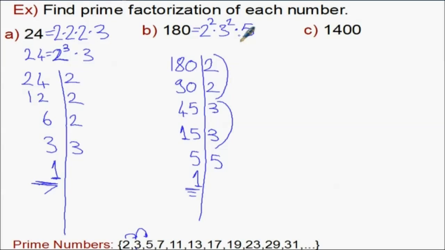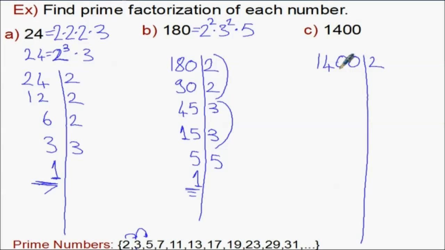Now the last example, also a very big number, 1400. Let's draw a longer line. So 1400. We need to start with the smallest one if we can. Can we start with 2? Can we divide this number by 2? Check the last one, it is 0. So we can start with 2.